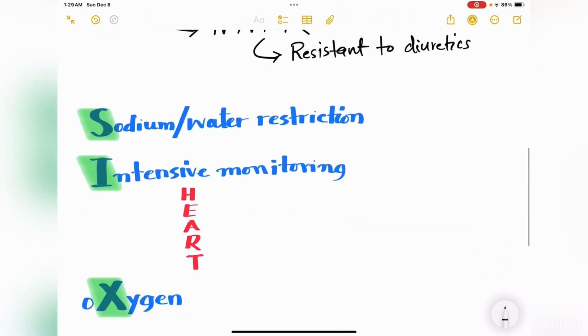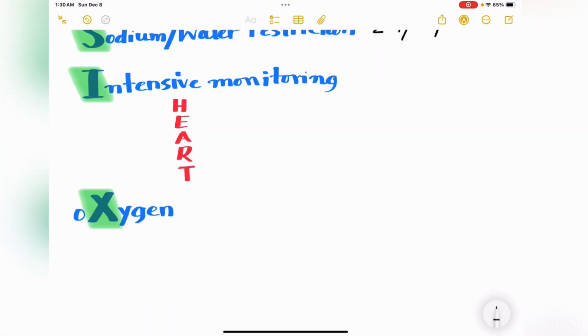So another important thing in heart failure patients is sodium and water restriction, and believe it, the sodium restriction is way more important. The total amount of sodium that can be allowed to a heart failure patient is 2 grams in 24 hours. The mnemonic for monitoring is HEART, HEART.